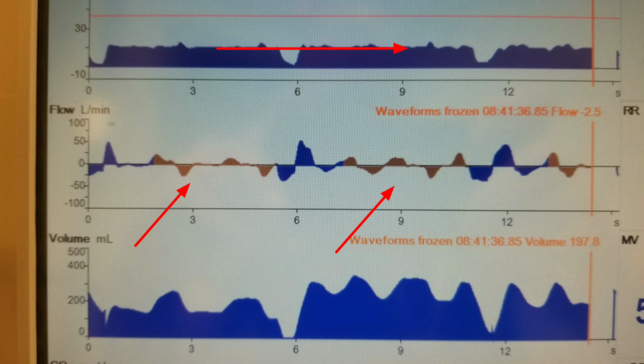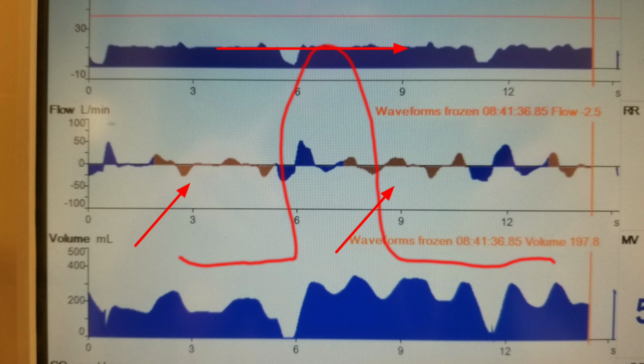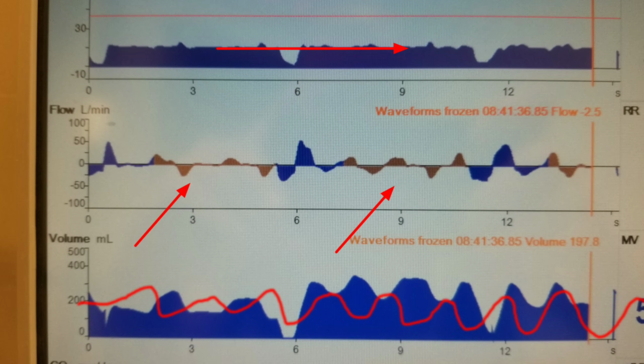What's also very useful is looking at the flow time waveform, okay? You want to see nice hills, not peaks, not steep mountains on those flow waveforms, and also not shallow, tiny little bumps, okay?